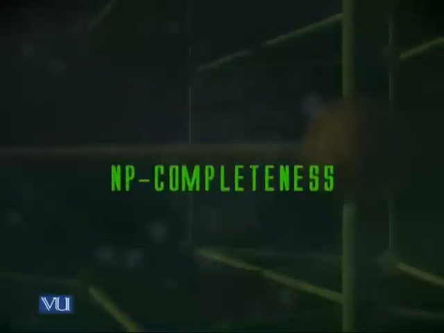Well, most computer scientists believe that the class P is not equal to the class NP. Therefore, no problem which belongs to the class P can ever be NP complete. This is once again just speculation. We do not have a proof of this.